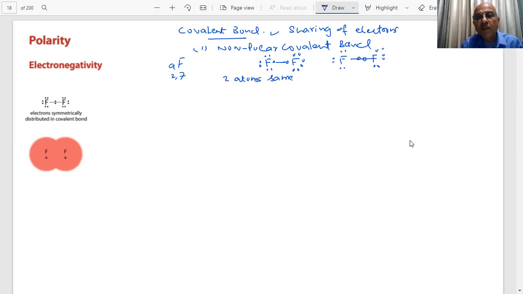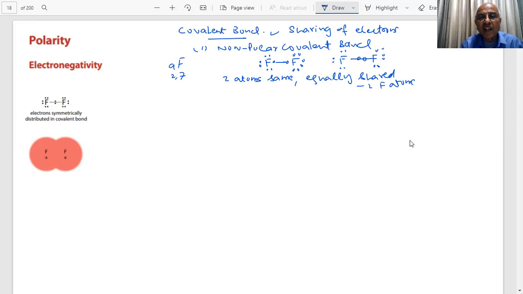Therefore, we know, students, this pair of electrons is equally shared by the two atoms. Equally shared by the two fluorine atoms. And this bond is non-polar. This is called a non-polar covalent bond. There is no separation of charge. There is no preference for any of the atoms to attract the electron more strongly towards itself.